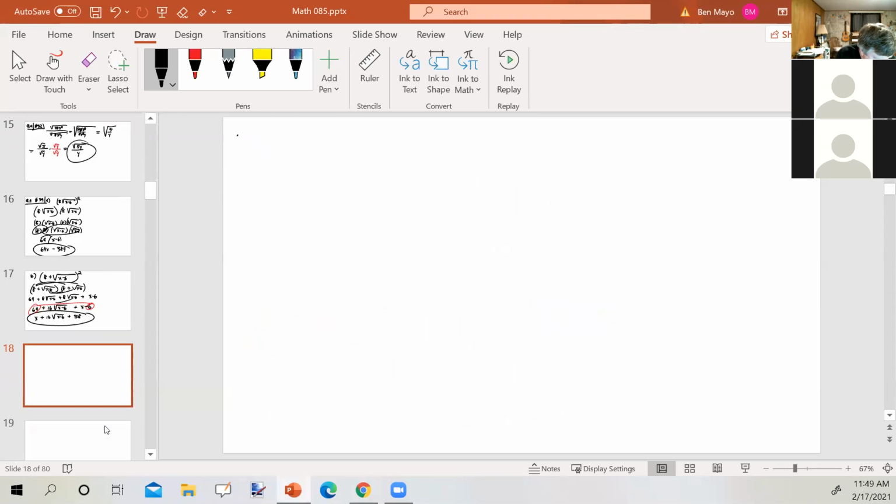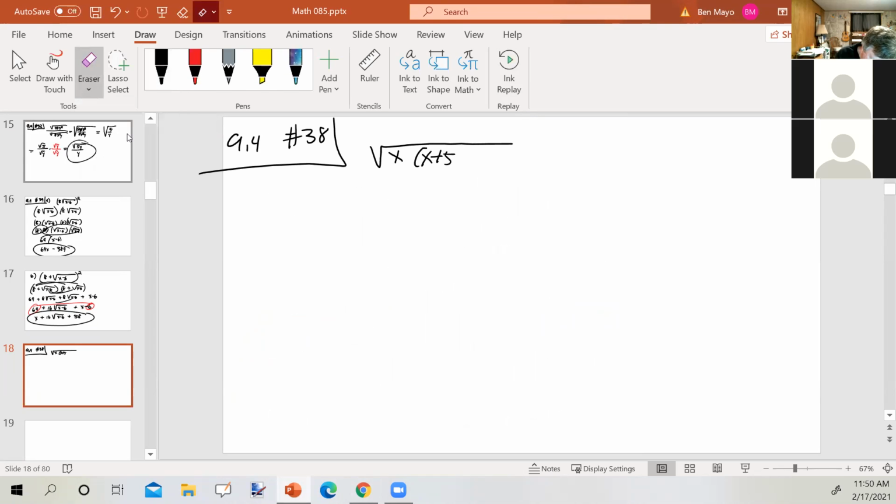All right, so this is, what is this? 9.4, number 38. Perform the operations and simplify if possible. The variable represents a positive real number. Okay, so we've got the square root of x times x plus 5. It's a little bit longer than it needs to be. And then we've got the square root of x cubed times x plus 5.